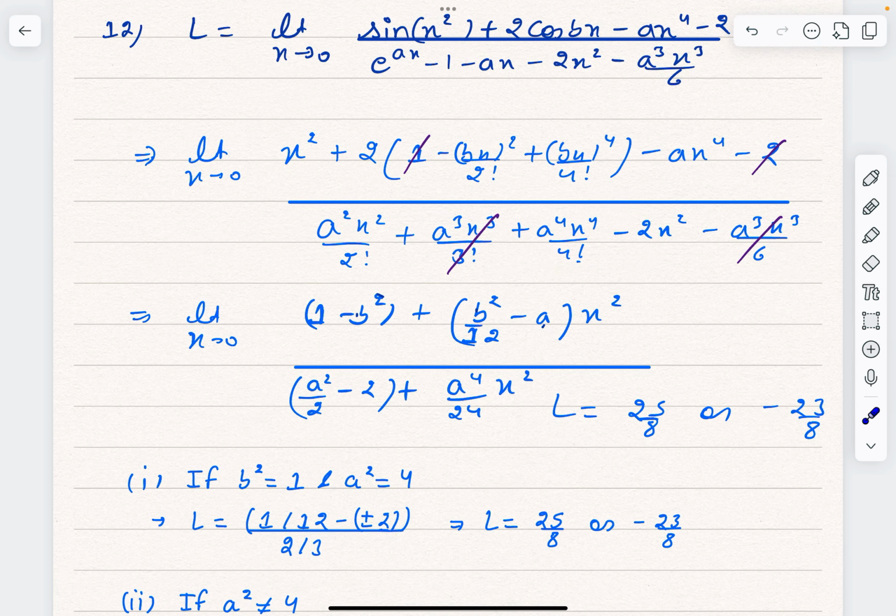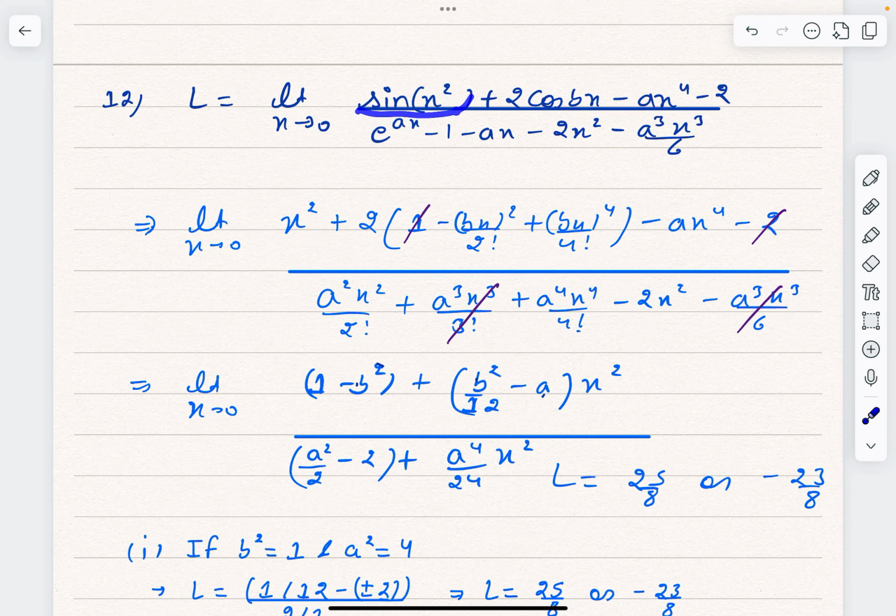In the numerator also, expand up to power 4. For sin x², just take the first term only; the next will become x⁶, not required for now. Cos bx also expand up to x⁴, and we have ax⁴ minus 2. The constant gets cancelled out, and we have x² and x⁴ terms left. x² we cancel out from numerator and denominator. We get 1 minus b² plus (b²/12 minus a) x², over (a²/2 minus 2 plus a⁴/24 x²).